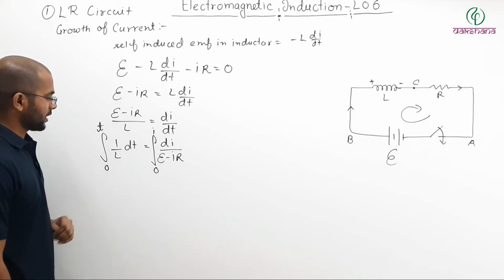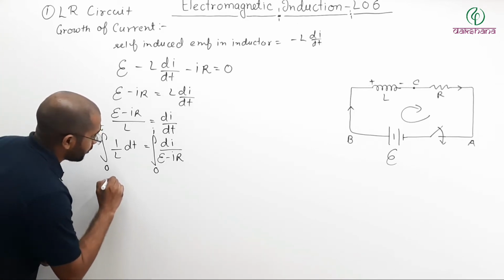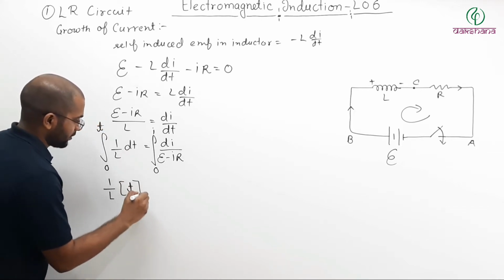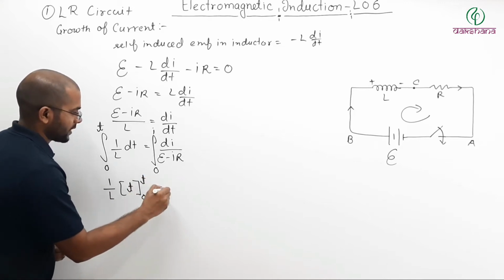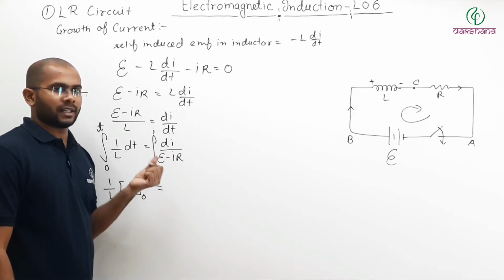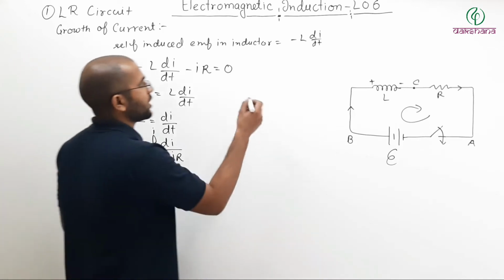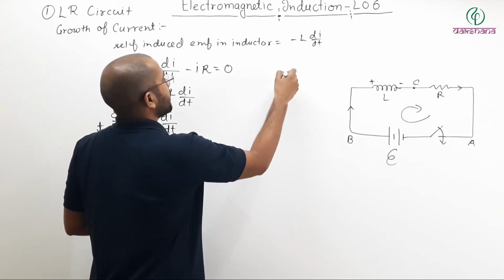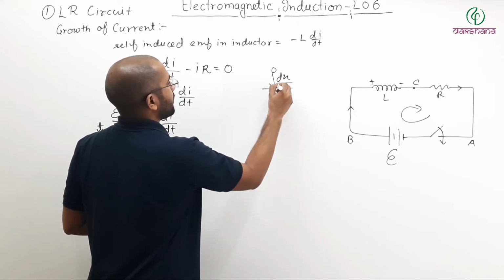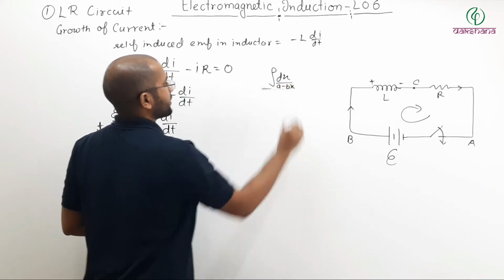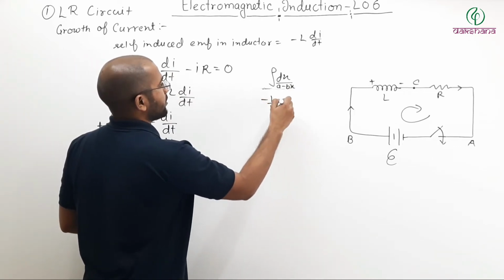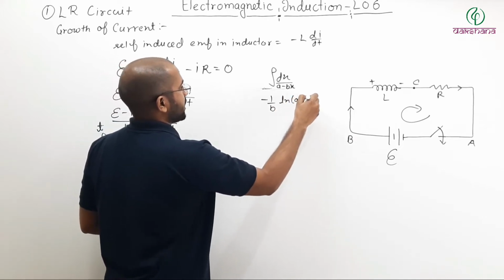Now what should this integration be? This integration should be 1/L times the integration of dt, which is t, from 0 to t, equals the integration of di divided by (EMF − IR). If you remember from basic mathematics, the integration of dx divided by (a − bx) may be written as minus of 1/b ln(a − bx).